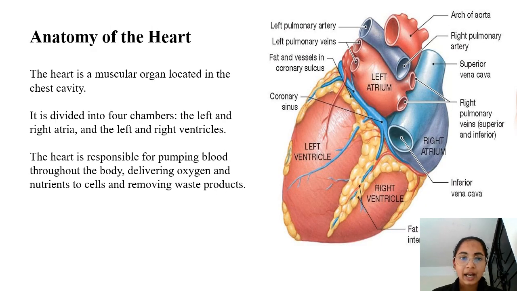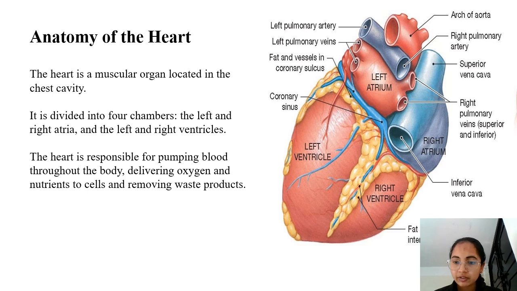So next, anatomy of the heart. The heart is a muscular organ located in the chest cavity. It is divided into four chambers, that is, the left and right atria and the left and right ventricles. The heart is responsible for pumping blood throughout the body, delivering oxygen and nutrients to cells and removing waste products.